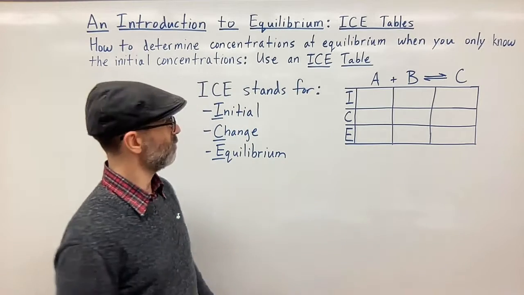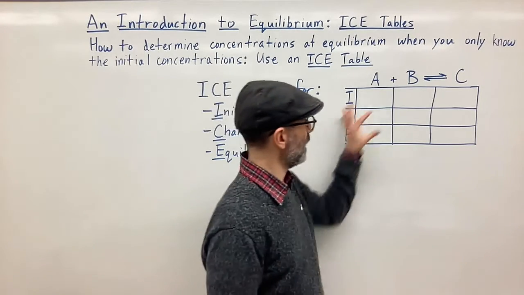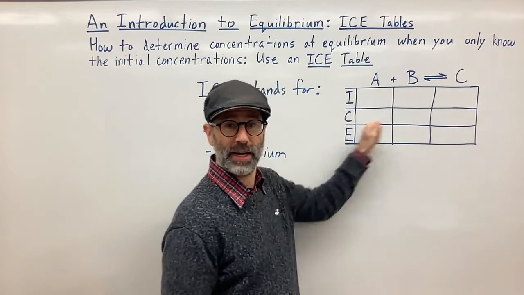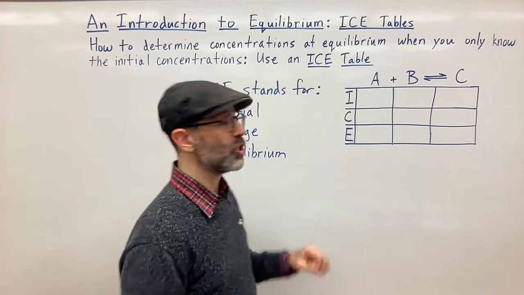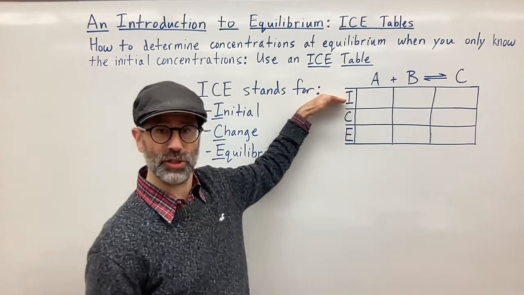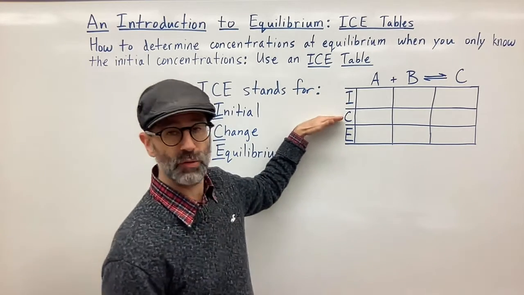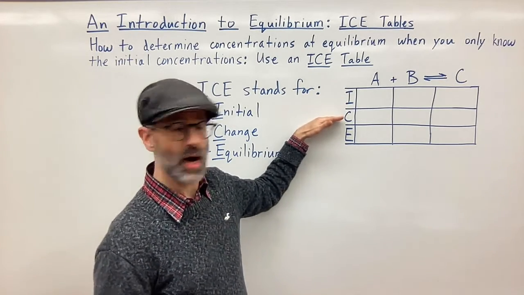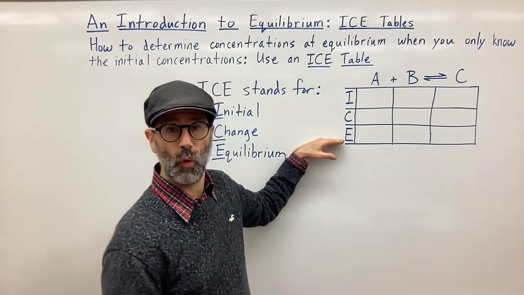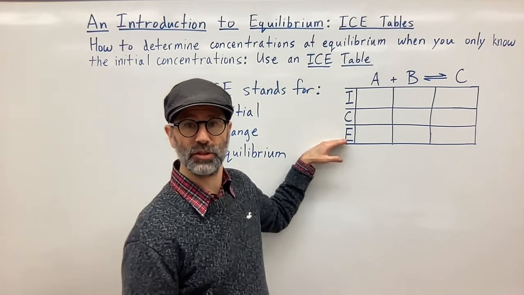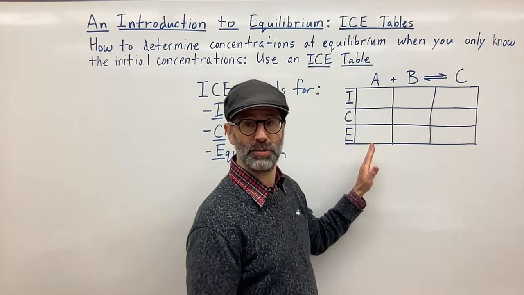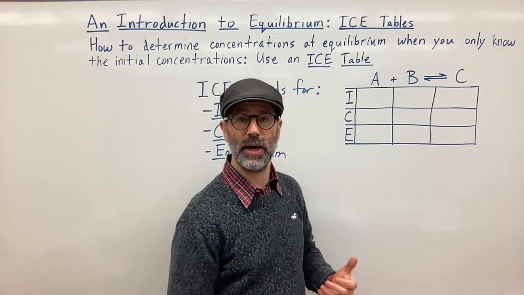Okay, so you can just set it up without the boxes. You can just write in different columns, and so you're going to have three rows. One is going to be for your initial concentrations. The second one is for whatever changes are going to go on during the equilibrium process, and E is for your final equilibrium concentrations. And so you're going to have a column for each substance in your balanced equation.